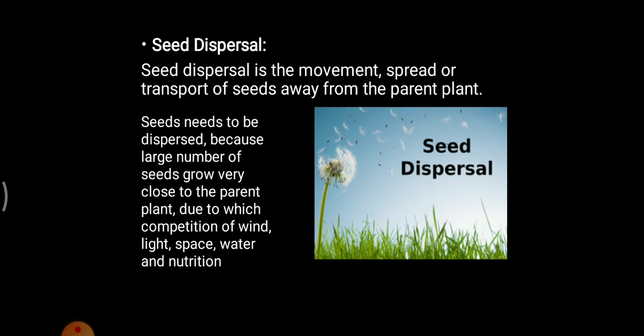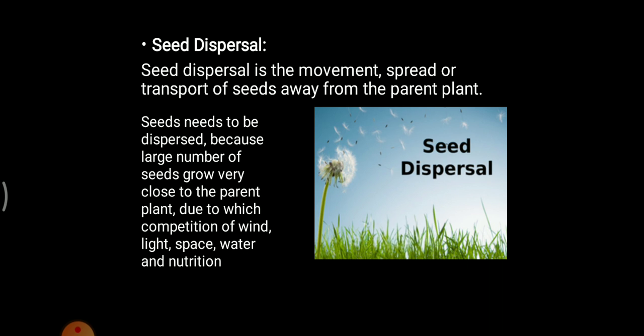Now seed dispersal is simply the movement or the transportation of seeds from the parent plant. Seed dispersal can take place through natural or artificial methods, or through natural climatic conditions.